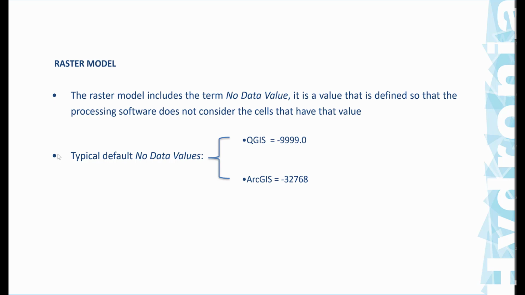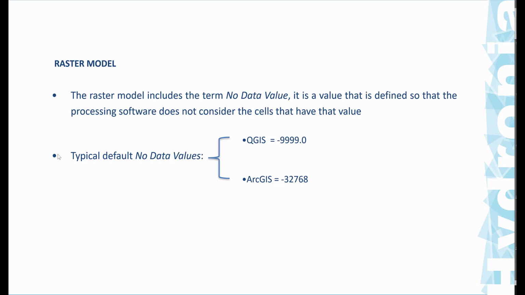Another important characteristic of the raster model that must be taken into account when doing operations or processing raster layers is that there is often a value called a no data value that is used to define cells or pixels on the raster that do not contain any data. When a raster is created using QGIS, by default, the no data value is assigned -9999.